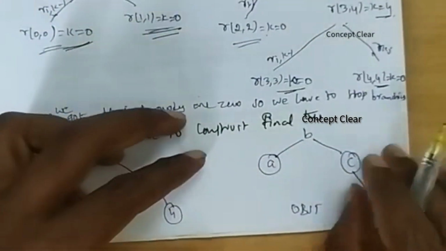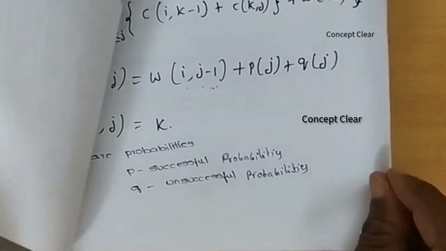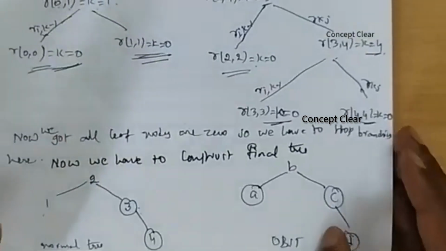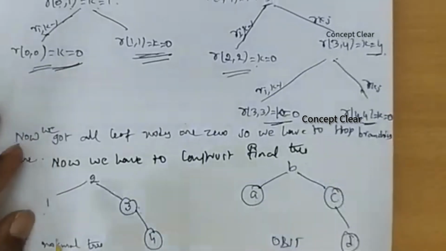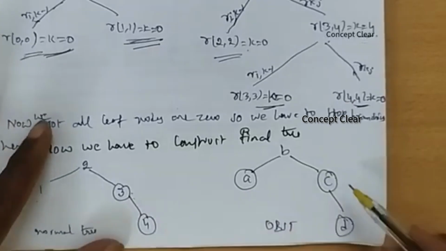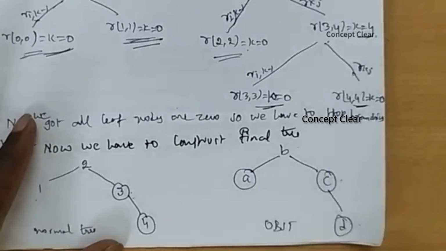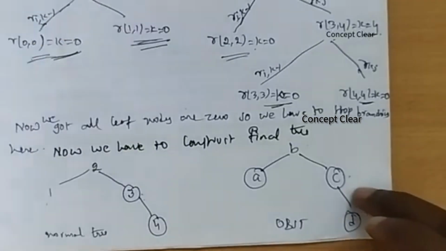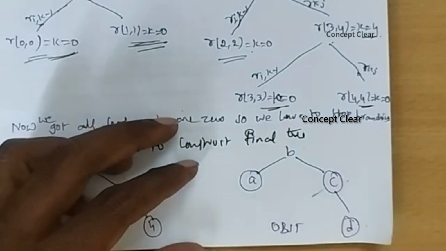In the given input values, what input values have we taken? Elements are A, B, C, D. First element is A, second element is B, third element is C, fourth element is D. This is our final required optimal binary search tree diagram. This is the given input data, and this is our required optimal binary search tree diagram.